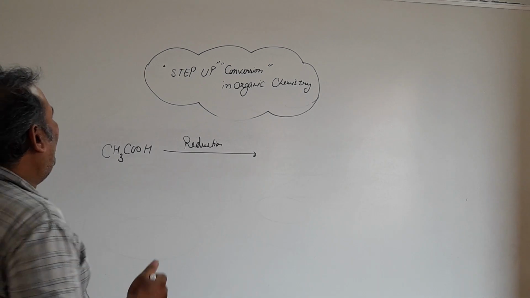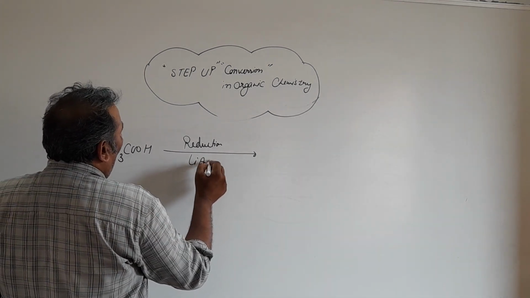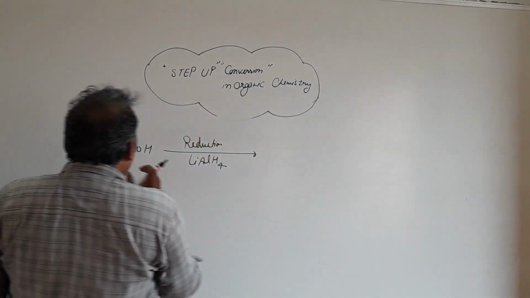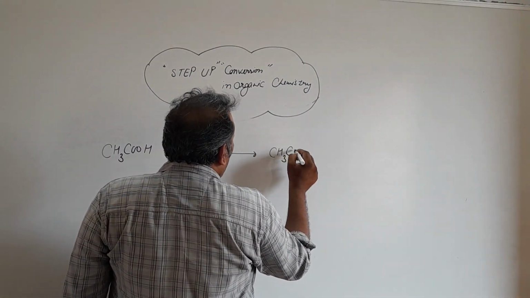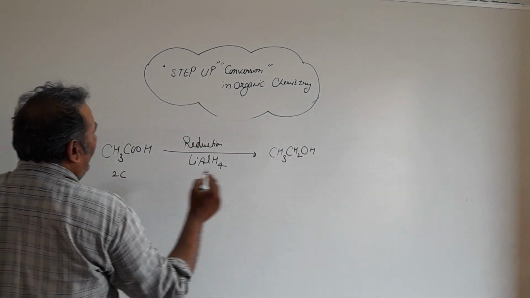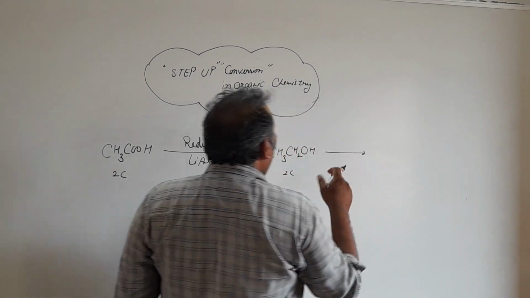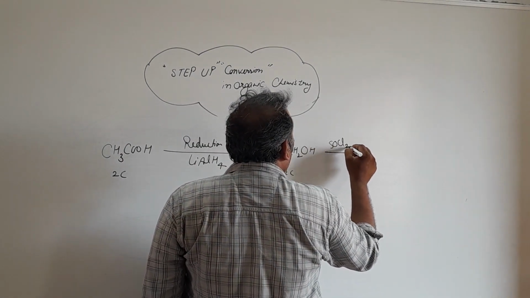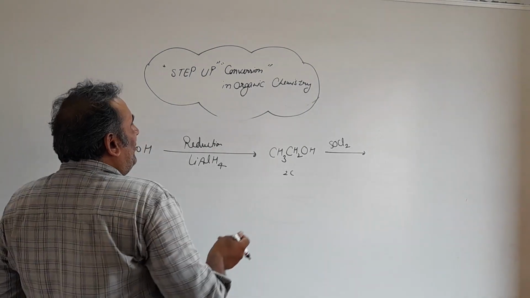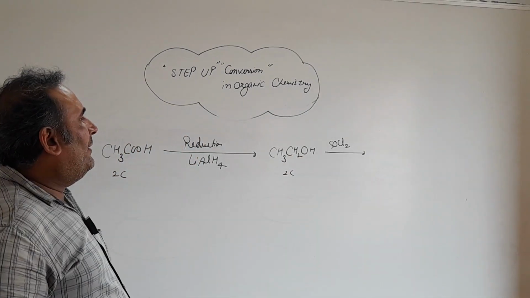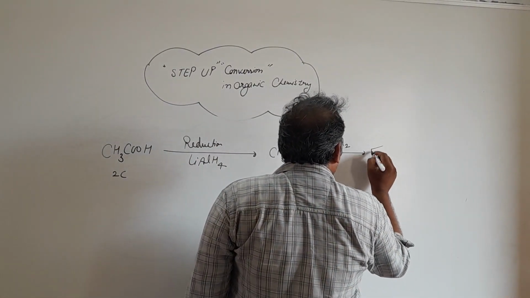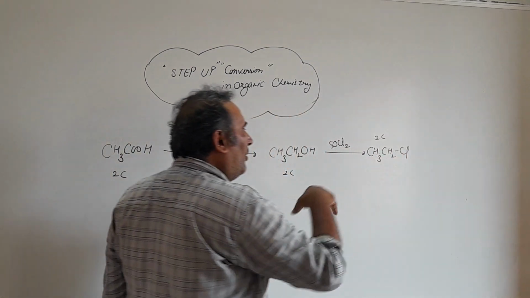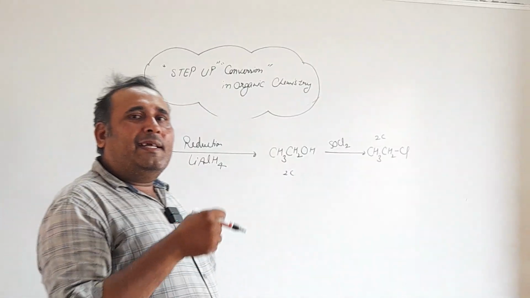By reduction we can use LiAlH4 or any other reducing agent, and then we can convert it into alcohol. We get the same number of carbons, CH3CH2OH, meaning 2 carbons. Here also 2 carbons. Now we can convert it into alkyl halide by using a chlorinating agent, for example SOCl2 or PCl3 or PCl5. Through this, the OH group leaves as a leaving group, and Cl attaches as a nucleophile, and our product will be CH3CH2Cl. But here the number of carbons is already 2. The number of carbons is not increasing. The number of carbons will increase in the next reaction.